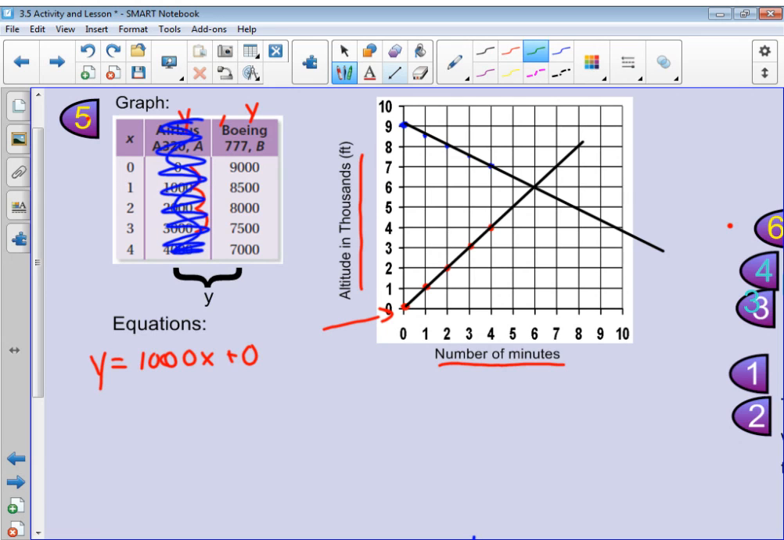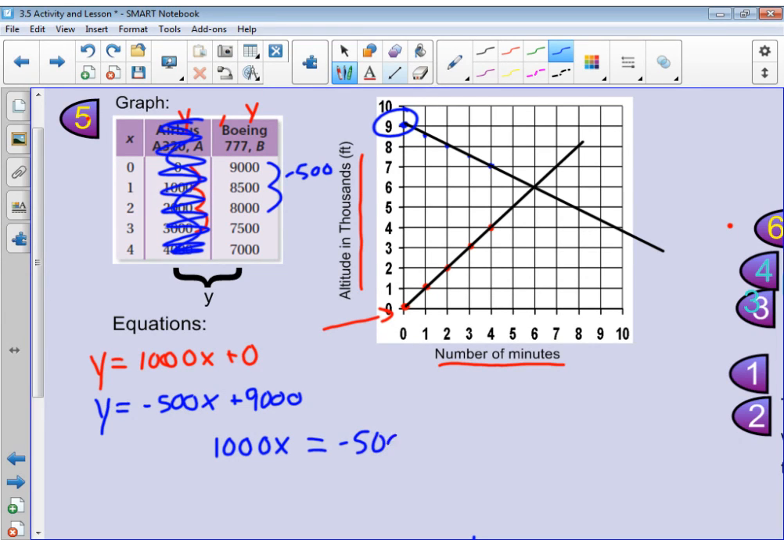Okay, so our equation for our second one is, well, our y equals, it started on our y-intercept at 9,000. And it changed here 500 every time, and it dropped 500. So it's negative 500x. Okay, so to solve it algebraically, just to double check myself, I'm going to write these out as equal to each other. So 1,000x, I could put the plus 0, but I don't need it in there, is equal to negative 500x plus 9,000.